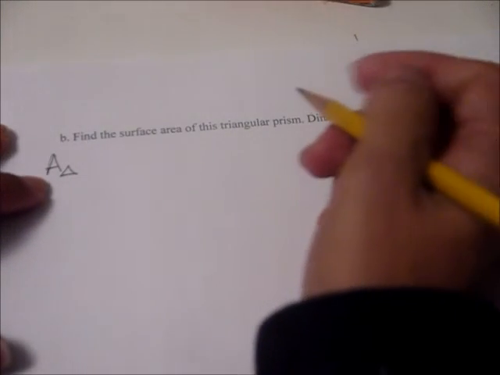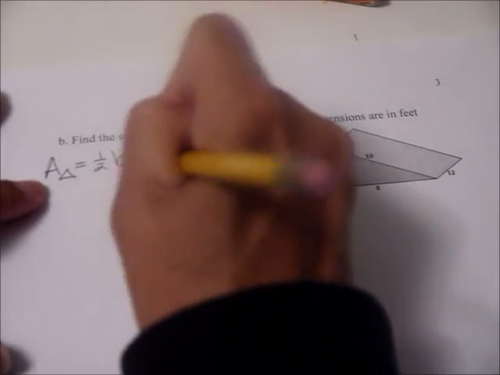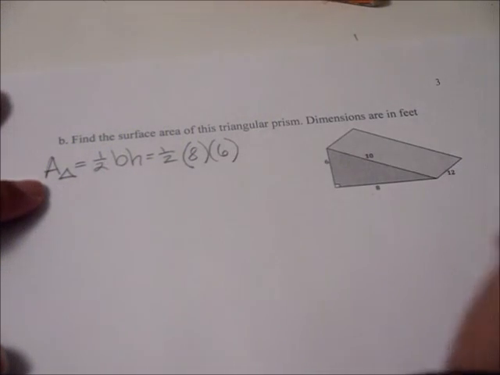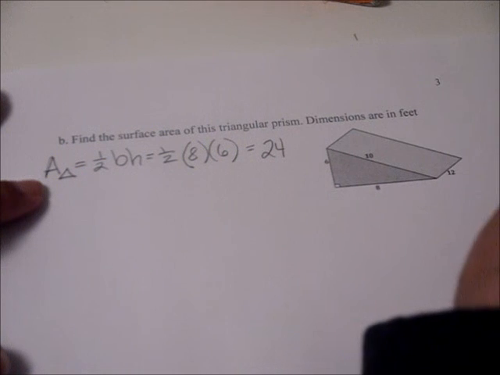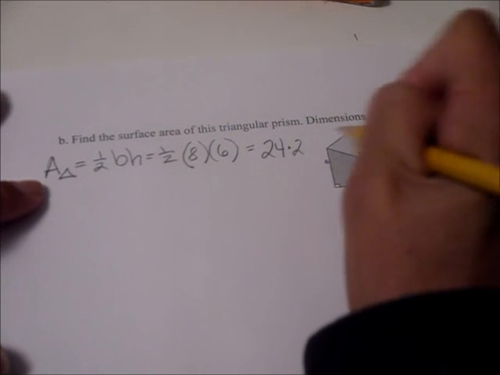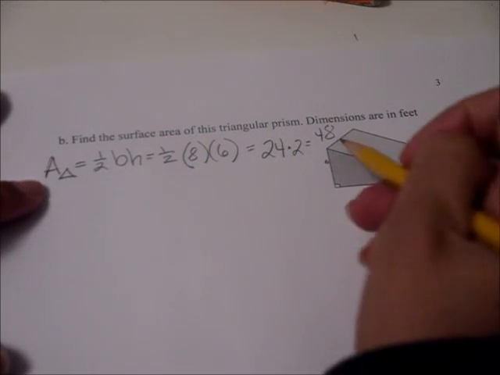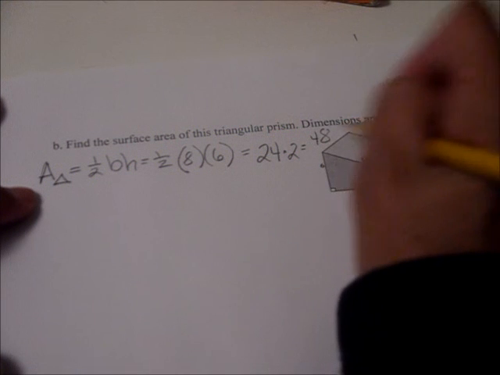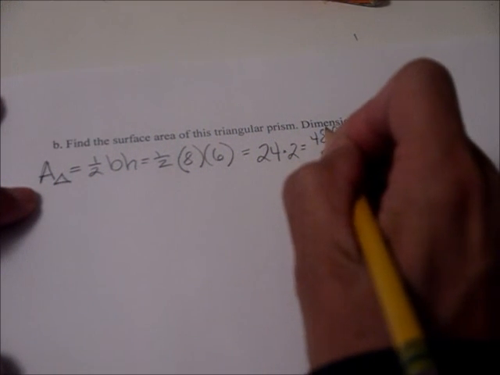So I'm just going to write A equals triangle, and we're going to say it's 1/2 base times height equals 1/2. The base is 8, the height is 6, and that is half of 48, which is 24. Now there's 2 of them, so I'm just going to write times 2 equals 48. Okay, kind of snuck it up there. Hope that's okay with you. And we're doing feet, so 48 feet squared are our 2 triangles.